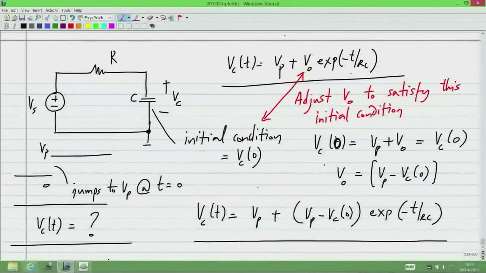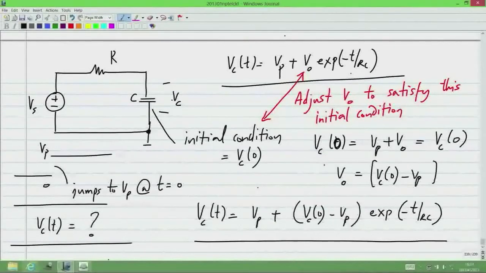I think I made a mistake in this. It should be the negative of this. Vc of 0 minus Vp, and here also it is Vc of 0 minus Vp.